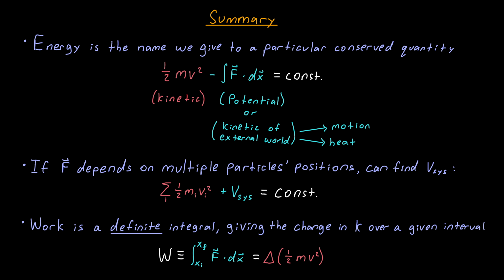Then, for the purposes of our own human intuition, we didn't have to do this, but we chose to, we gave names to each of the two different components of this energy. The component that reads 1/2 mv squared we called kinetic energy, and the component that was minus integral of f dx we called potential energy in the case of conservative forces, or we realized that that was just the kinetic energy of the external world in the context of contact forces.